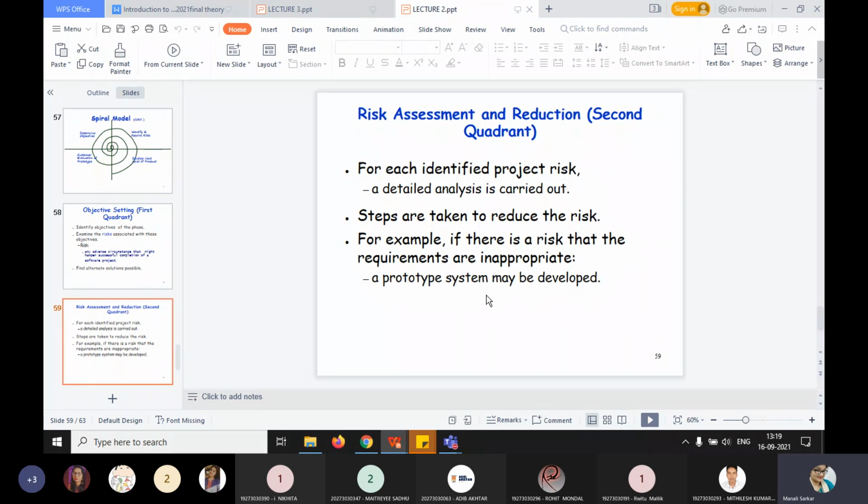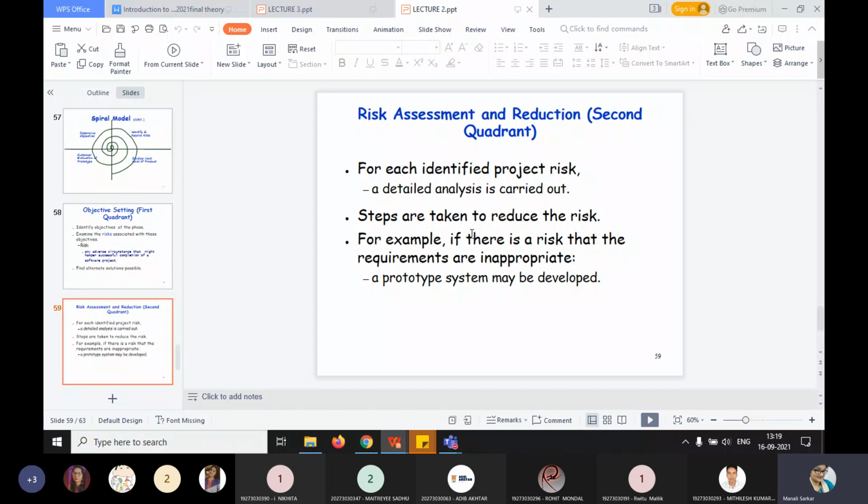So, activities during the third quadrant. This is about the second quadrant. Basically in this second quadrant, we are following three steps. For each identified project risk, we carry out a detailed analysis, and steps are taken to reduce the risk.